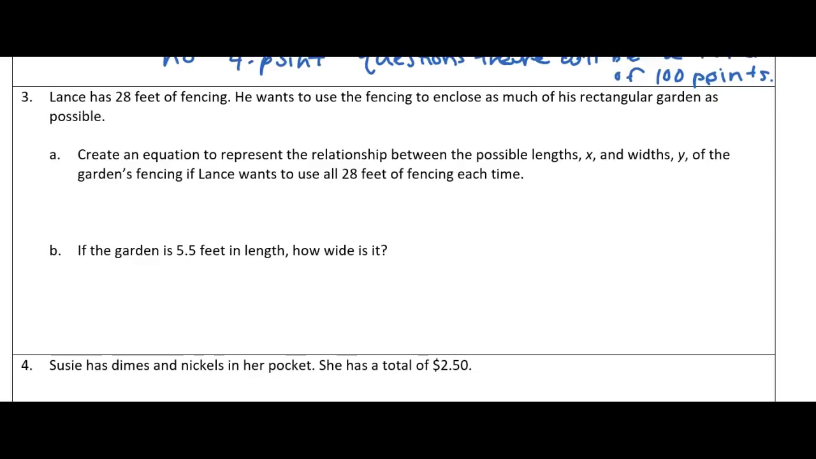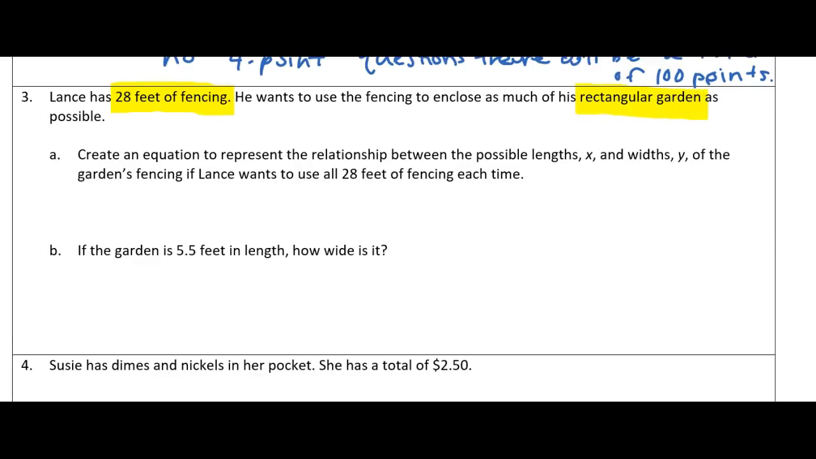Lance has 28 feet of fencing. He wants to use the fencing to enclose as much of his rectangular garden as possible. Write an equation to represent the relationship between the possible lengths x and widths y of the garden's fencing if Lance wants to use all 28 feet of fencing each time. All right, this one doesn't give us a whole lot of information except the fact that he has 28 feet of fencing and he's making a rectangular garden.